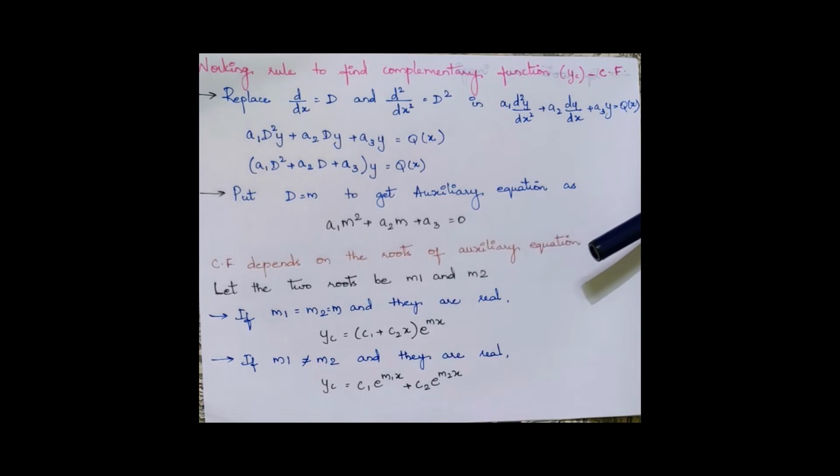There are three cases. The first case is when the roots are equal and real. The form of the solution is given by (c1 plus c2 x) into e to the power of mx, where c1 and c2 are arbitrary constants. The second case is when m1 is not equal to m2 and they are real. So the solution format is c1 e to the power of m1 x plus c2 e to the power of m2 x.